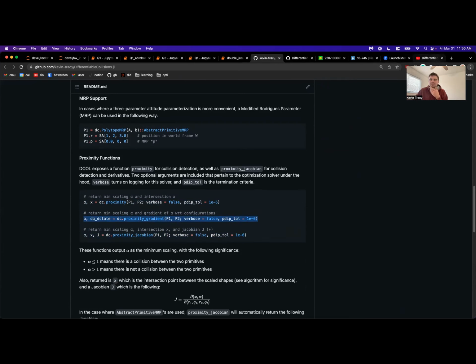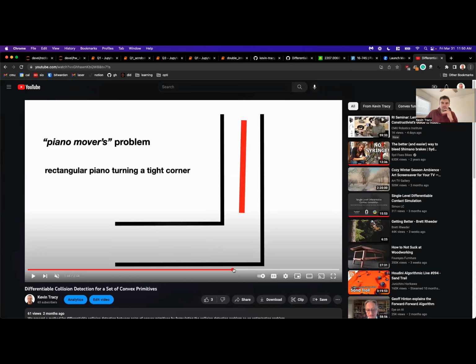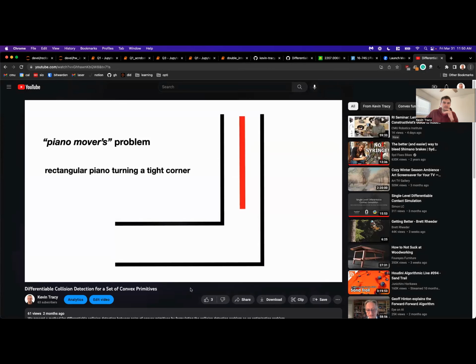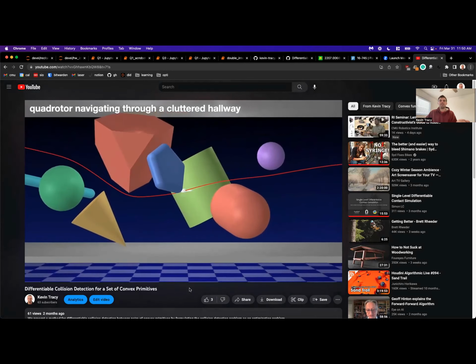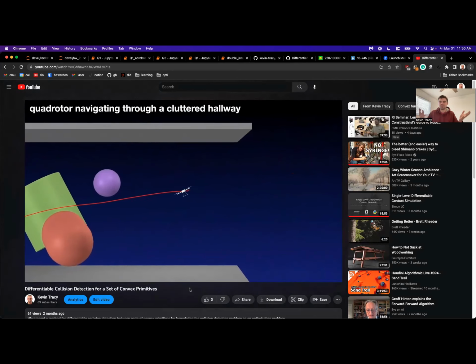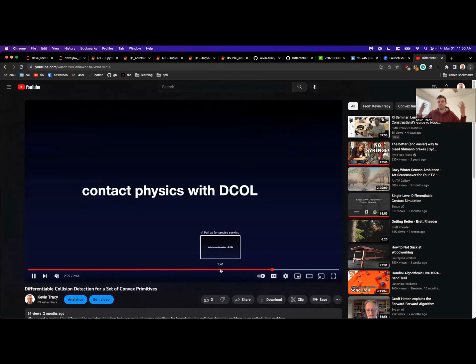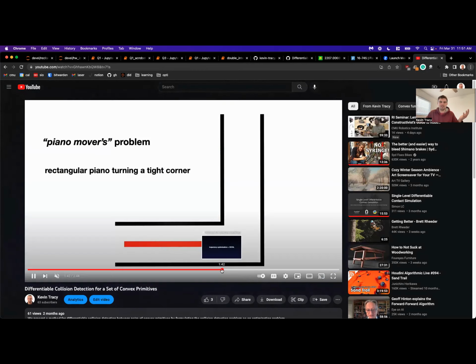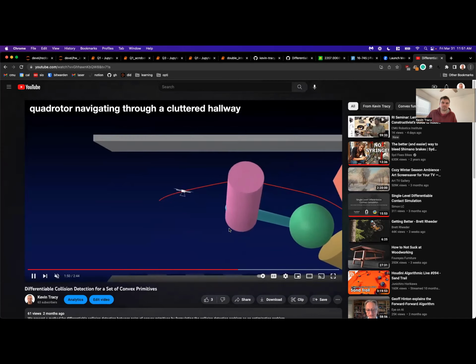And the cool thing about this is it lets you directly consider real geometries. I think a compelling example is this quadrotor example. Here is a quadrotor going through an environment with a bunch of different shapes, and this is doing so optimally. I expressed all of these shapes as what they actually look like and actually solved it. Here's a cone going through a little hole in an opening. These problems would be much more difficult to solve if I had to approximate all the collisions as circles. Here's the piano movers problem, where I'm trying to move a piano through a corner in a hallway. This would be really difficult to do with spheres.